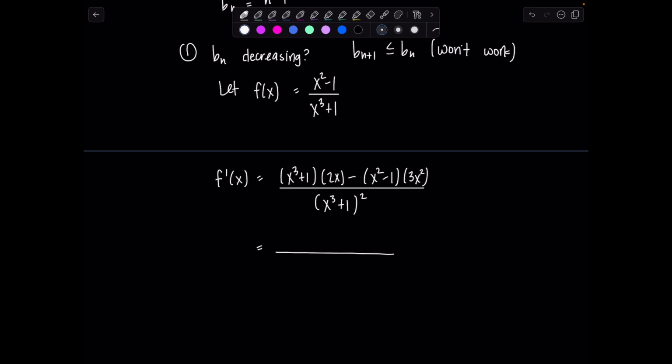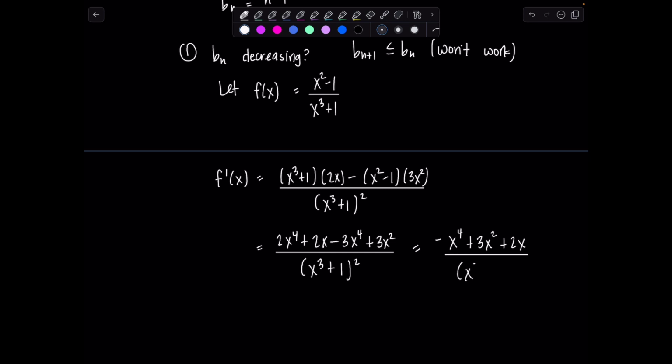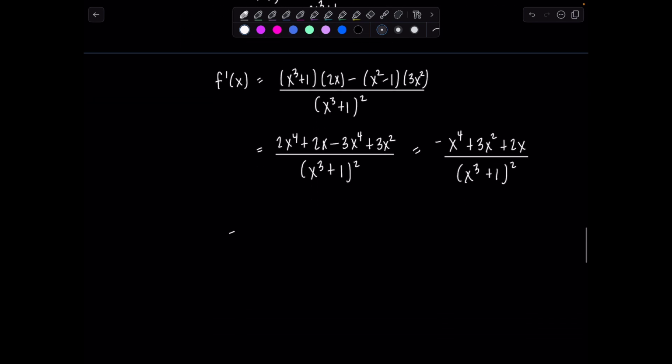And then let's see if we can clean up in the numerator. This is going to be 2x to the fourth plus 2x minus 3x to the fourth plus 3x squared over x cubed plus 1 squared. Very good. And then we're going to have negative x to the fourth plus 3x squared plus 2x over x cubed plus 1 squared. And I'm trying to determine whether or not this derivative is always going to be negative or not, because that's how I would determine if the function's decreasing. And it's not very obvious.